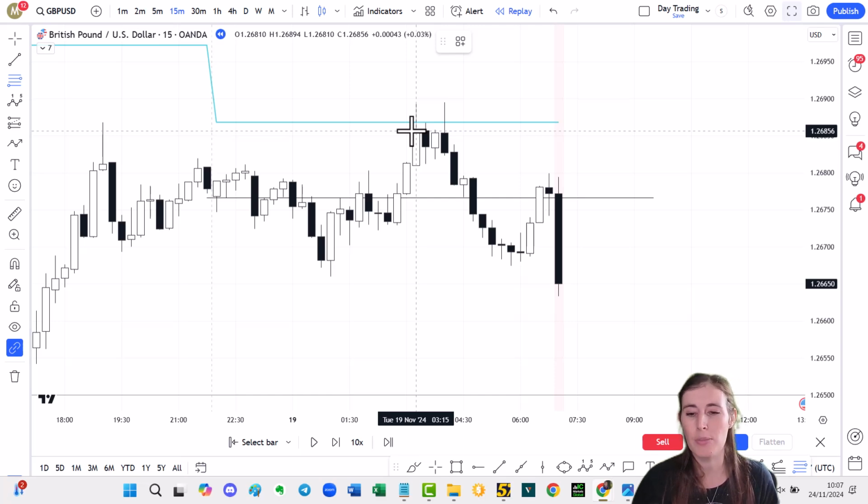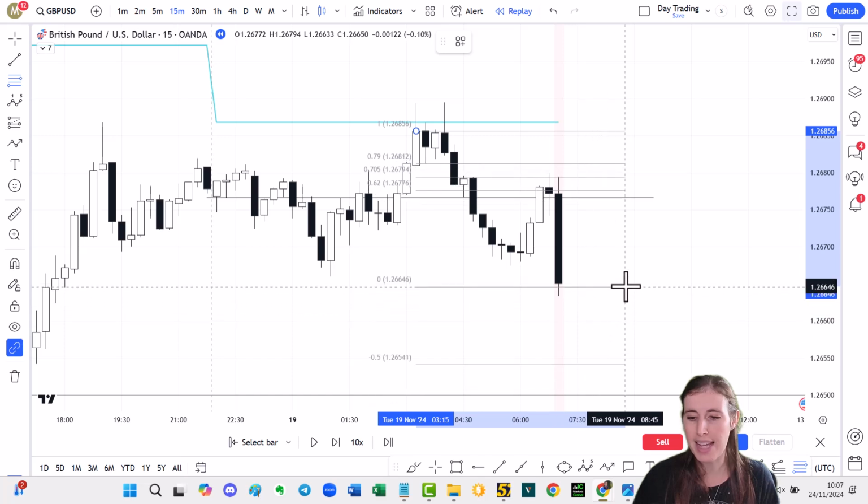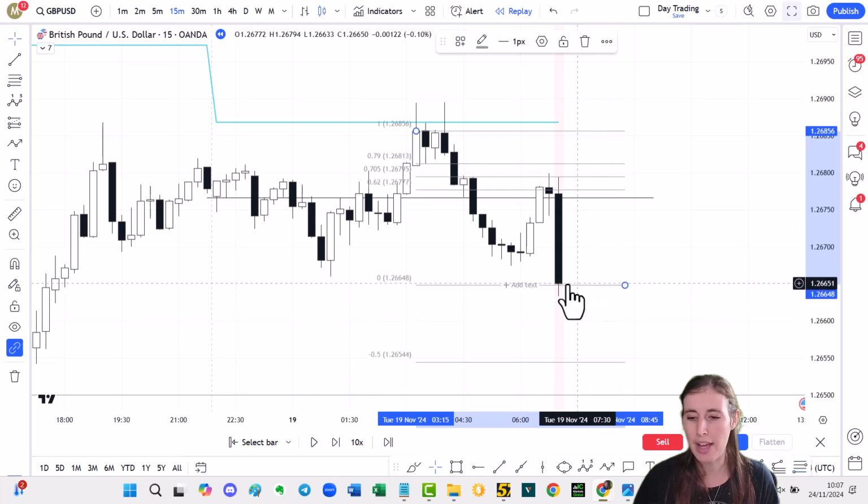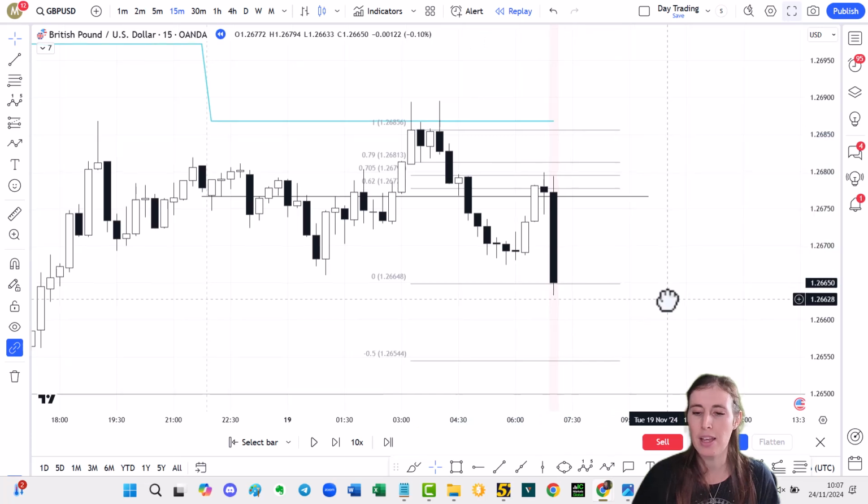So I'm going to place the fib at the highest point here using the bodies only. And then I'm going to drop it at the lowest point where we have had this close below this break. Now, your fib tool might look different because I've customized mine utilizing ICT concepts.